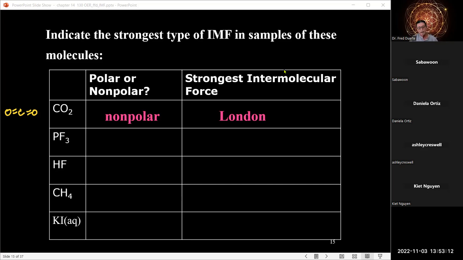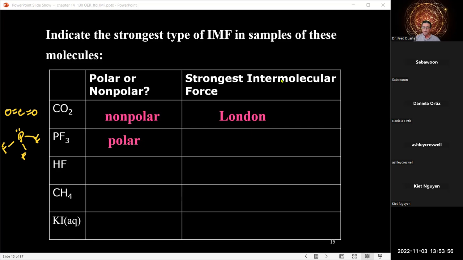Now the PF3, I don't believe we did this in the example, but if you do the Lewis dot structure, it's going to be just like ammonia. And you're going to end up with the following geometry. And guess what? You end up with a lone pair on the central atom. The fact that you get a lone pair on the central atom automatically should tell you that you've got a polar molecule. Very much so. So this species is very polar.